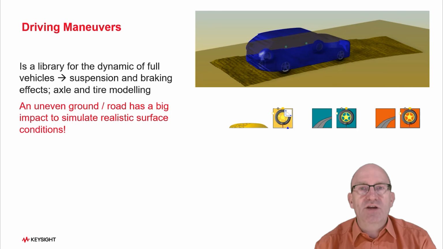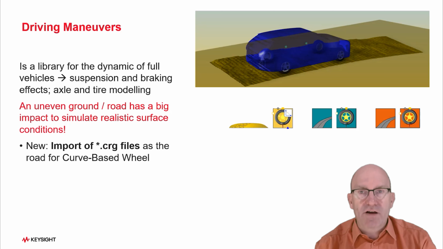And of course, the big question here is, where do I get raw data from? There's a very well-defined way of describing roads. It's called the curved regular grid, coming in a file with the ending CRG, which we see here. This is something which we have added to SimulationX: the capability to import CRG files directly into our different wheel types. So the curve-based wheel is the one which we have in our library. It's the Keysight provided one.